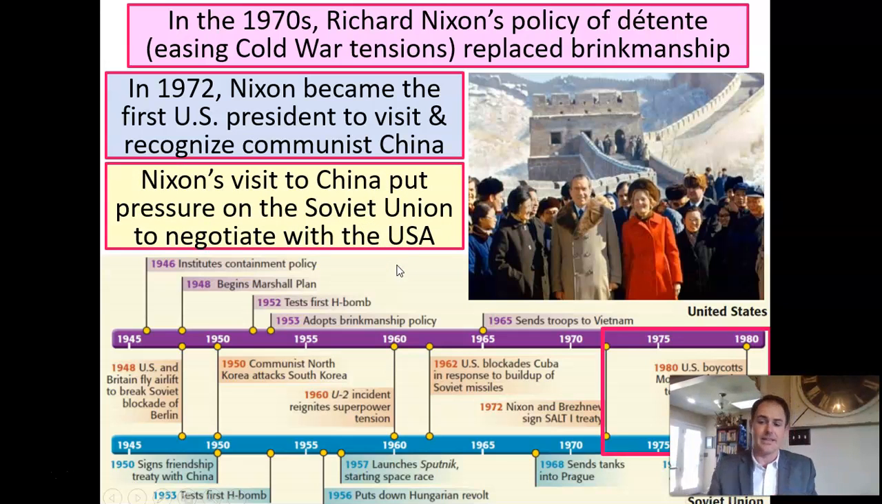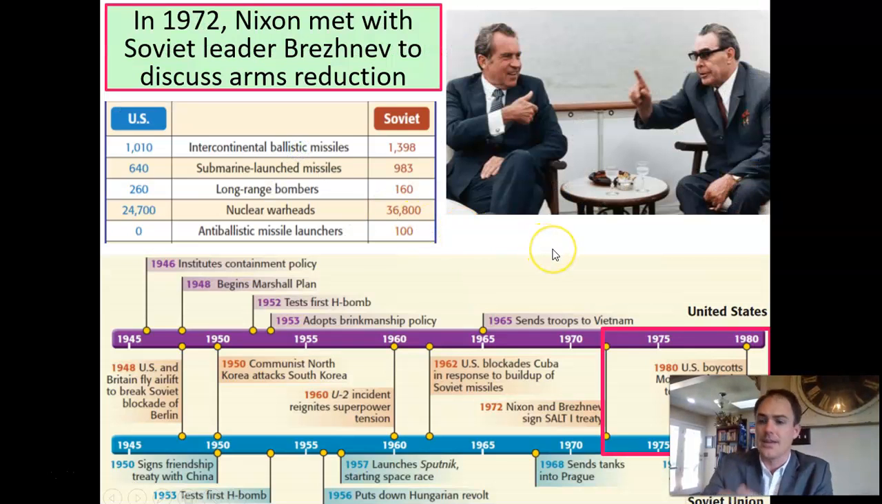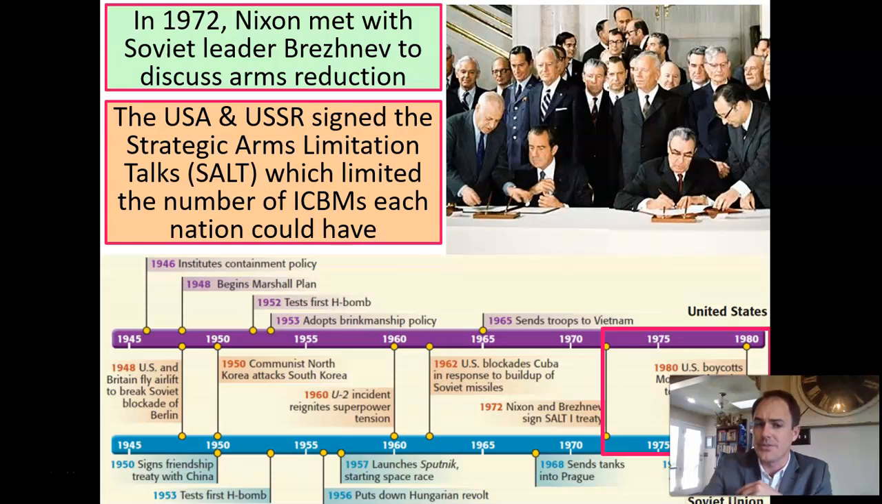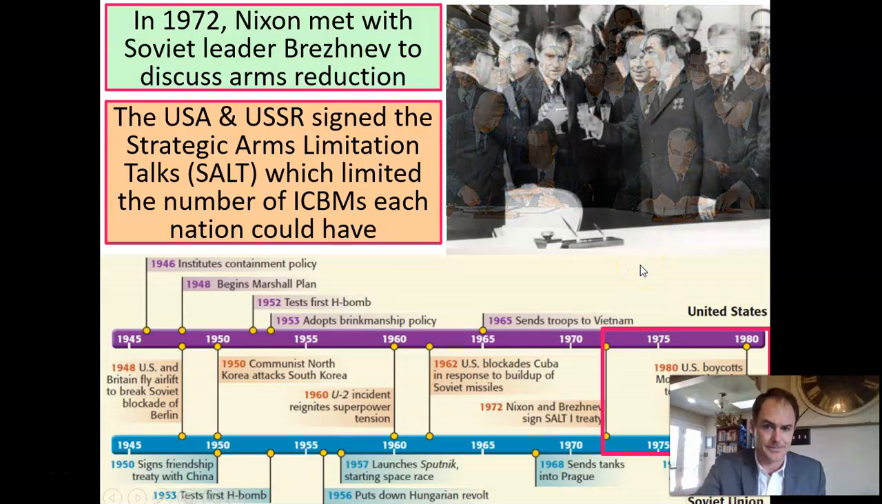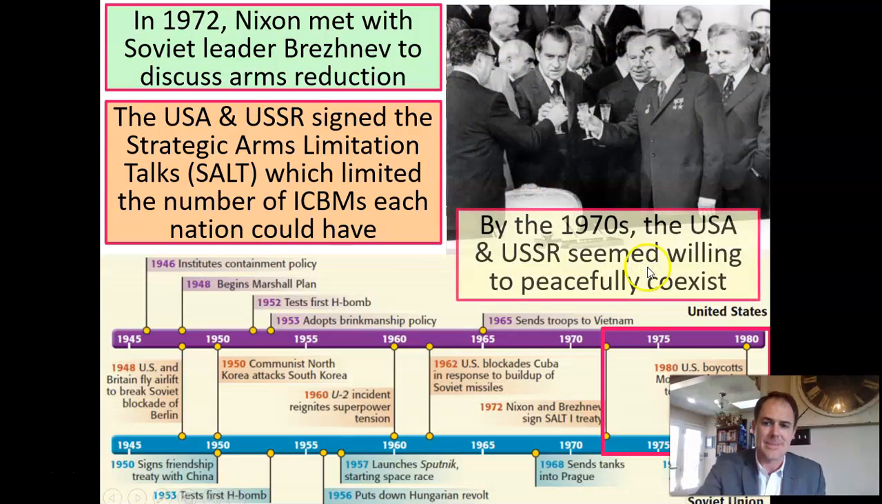And so he's improving relations with the Chinese, puts pressure on the Soviet Union to negotiate with the U.S., which they do to discuss arms reduction and eventually to sign a strategic arms limitation treaty, or SALT, which limited the number of ICBMs each nation could have, right? You can't go above a certain amount, and you will allow inspectors to come in and verify that, in fact, you are following your promises that you put in the treaty. So in the 70s, they seemed willing to peacefully coexist.